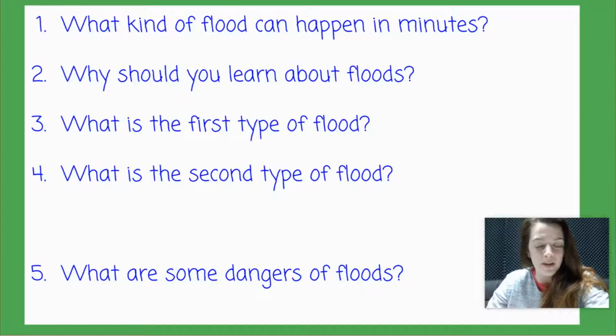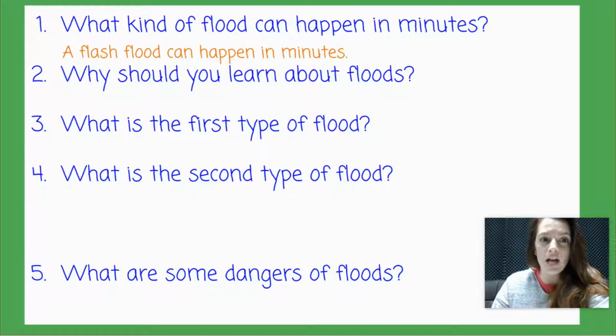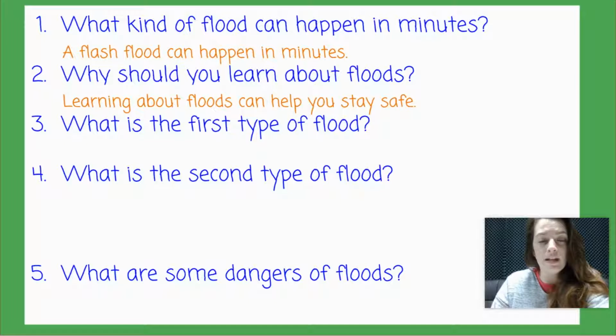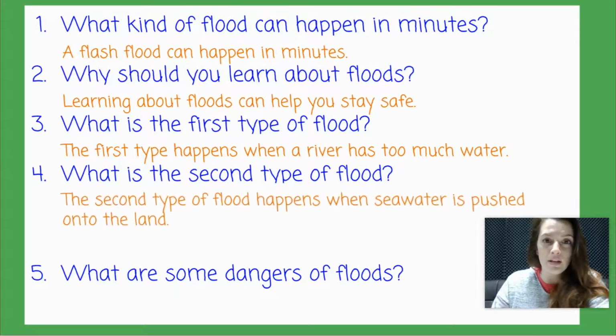All right, number 1, check your answers with mine. If they're close, you can leave them, but if you got them wrong, please erase and change your answer. Number 1, a flash flood can happen in minutes. You need to make sure that you have a complete sentence for your answer. Number 2, learning about floods can help you stay safe. Number 3, the first type happens when a river has too much water. Number 4, the second type of flood happens when seawater is pushed onto the land.